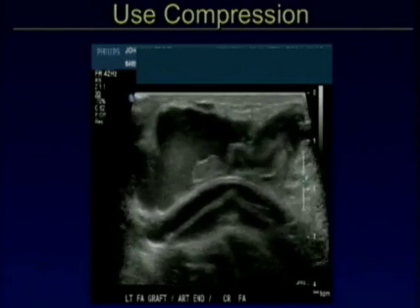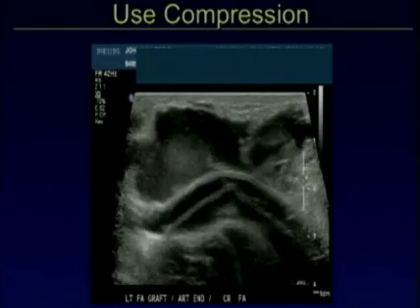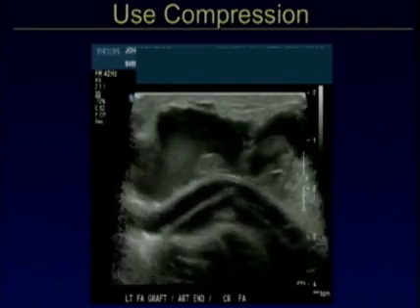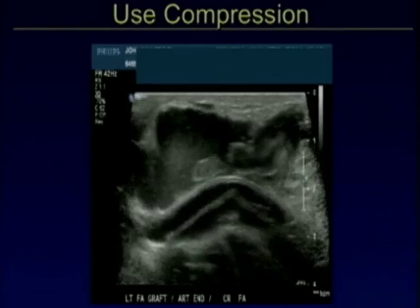You can also see there's a graft adjacent with the tram tracks or the parallel lines. That is what we normally see for a graft.